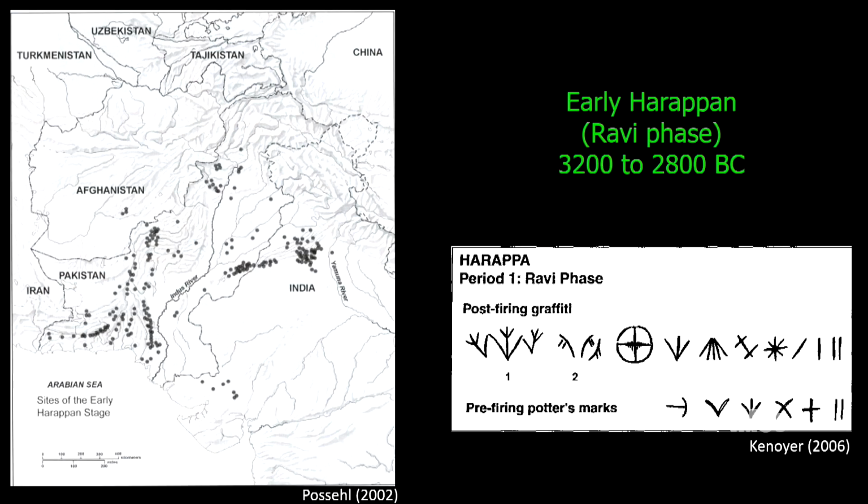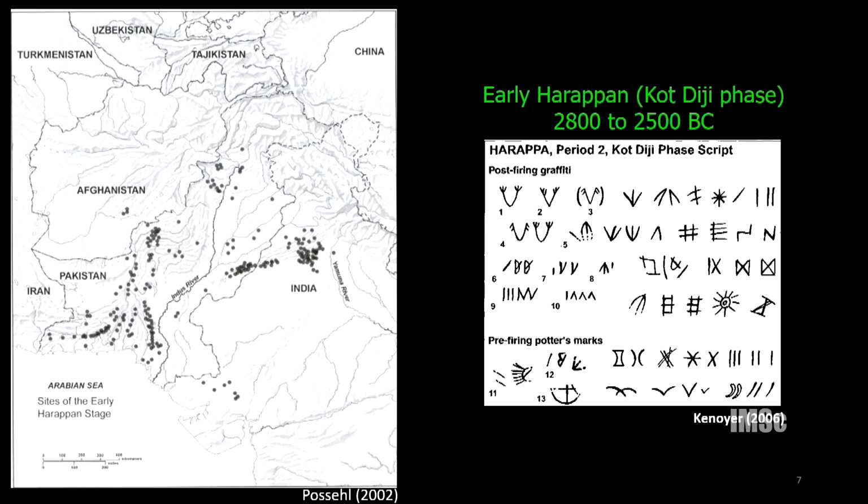In the next phase, that is the Ravi phase, which spans from 3200 BC to 2800 BC, we find precursors of the Indus script in the form of post-firing graffiti and pre-firing watermarks. Now, these markings become more formalized in the next phase. And here, if you take a closer look, we'll realize that we can even identify some of the signs which made their way to the sign list of the Indus script. For example, this sign is sign number 347 in the sign list of Mahadevan.